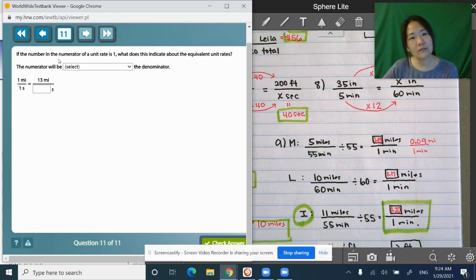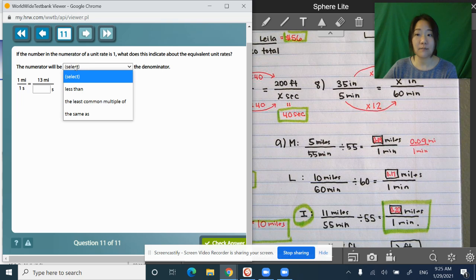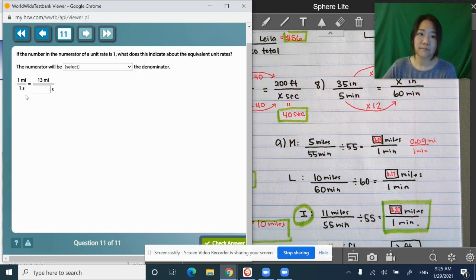If the number in the numerator of a unit rate is 1, what does this indicate about the equivalent unit rates? The numerator will be less than the denominator, the least common multiple of the denominator, or the same as the denominator. What they're saying is this. You know that in a unit rate, your denominator is always 1. They're saying, what if the numerator is also 1? Then what does it always tell you about the equivalent rates?